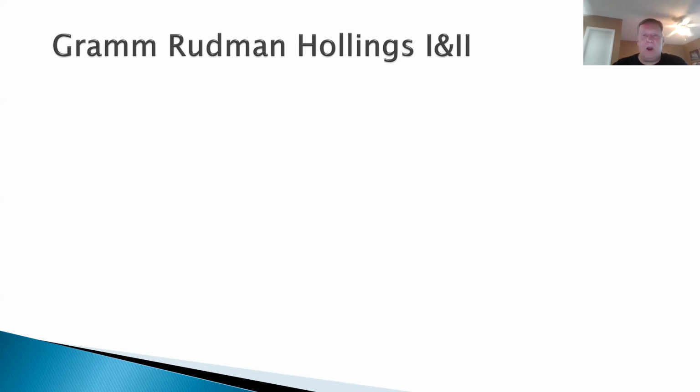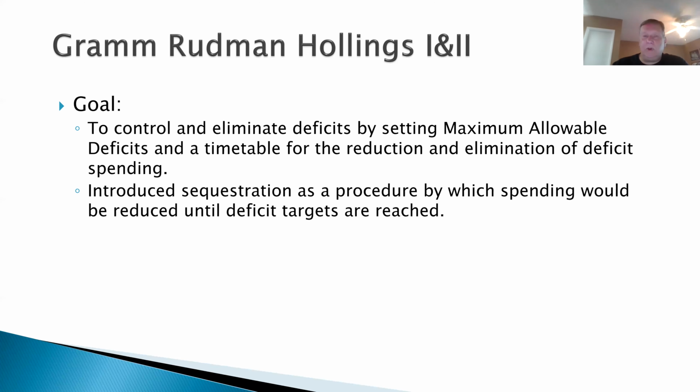There's a lot of alarm bells going off about budget deficits. So we get a series of two different pieces of legislation, and they usually go by the common names Gramm-Rudman-Hollings, named after the three members of the Senate who co-authored the legislation, Phil Gramm, Warren Rudman, and Fritz Hollings. Phil Gramm, a Republican from Texas, Warren Rudman, a Republican turned independent, and Fritz Hollings, a Democrat from South Carolina.